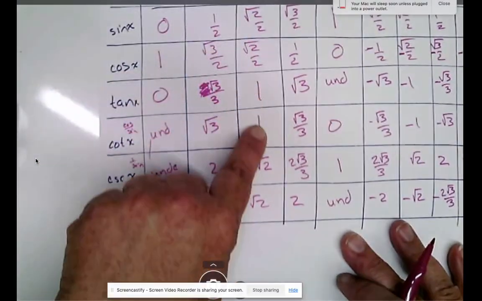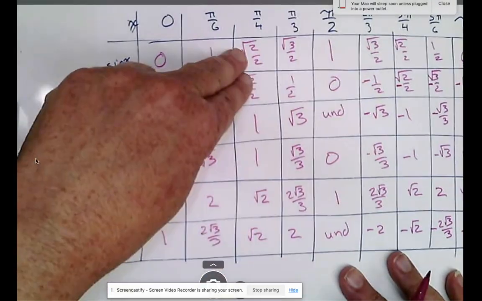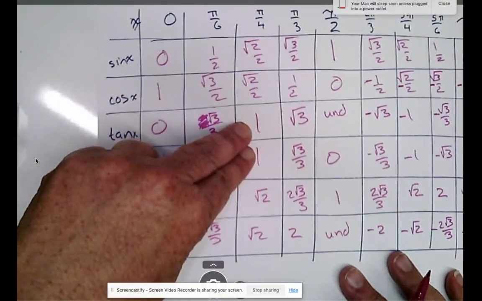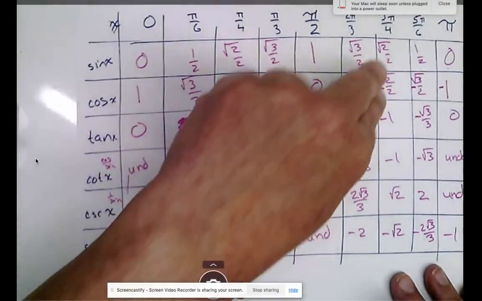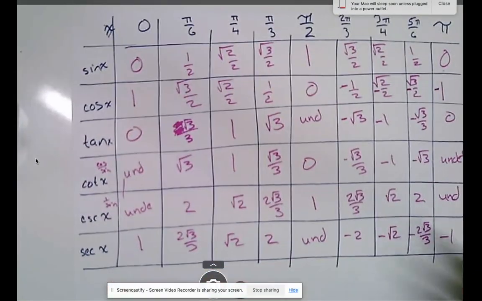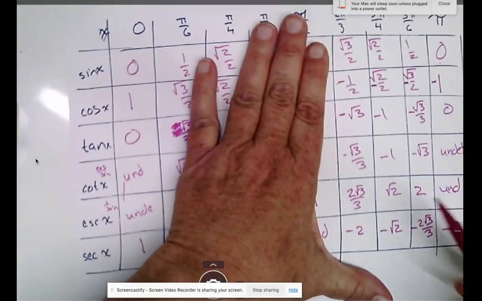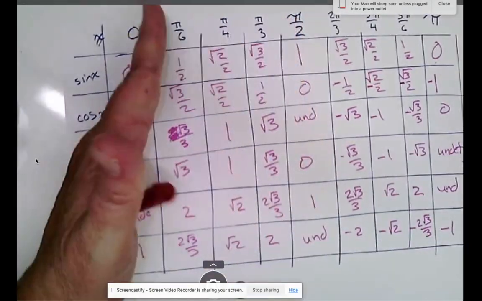I always like to check my pi over 4s. Root 2 over 2, 1, 1. Root 2 over 2, root 2 over 2. 1, 1. Root 2 over 2, root 2 over 2. And then check the same thing here, and double check that the only things that I have positive over here are cosecant and sine.